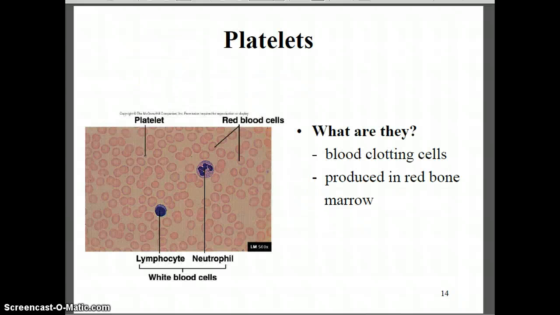Platelets are really cellular fragments. They are involved in blood clotting, and they are also produced in red bone marrow. And this shows you the relative proportion in a smear of blood of platelets, which are much smaller, erythrocytes, which are the most numerous, and then a couple of kinds of white blood cells, which you can see are much larger and each one contains a nucleus.